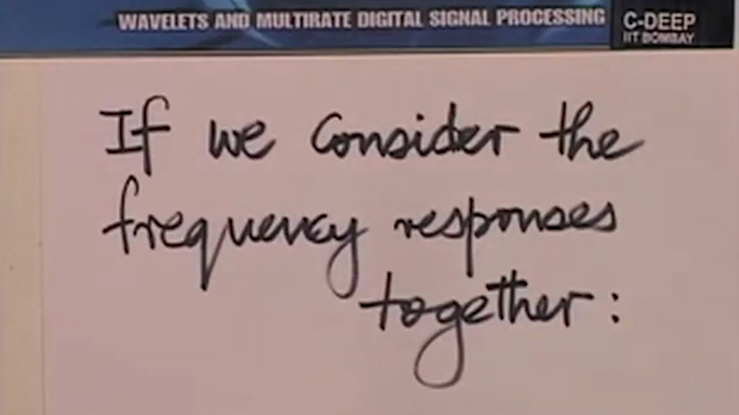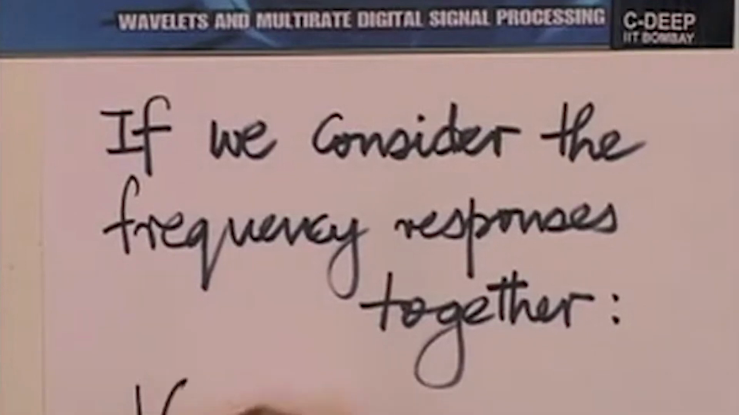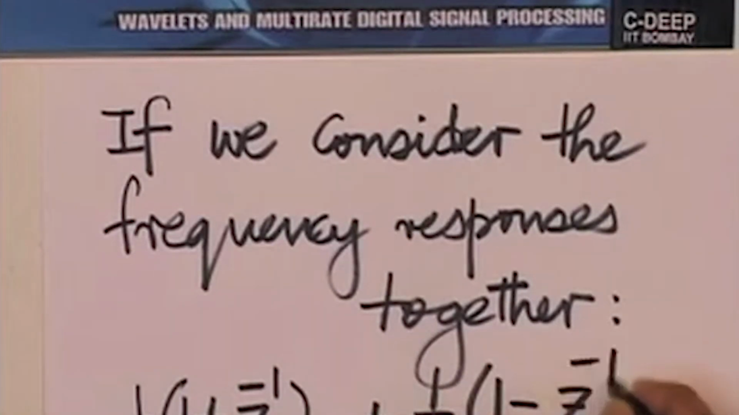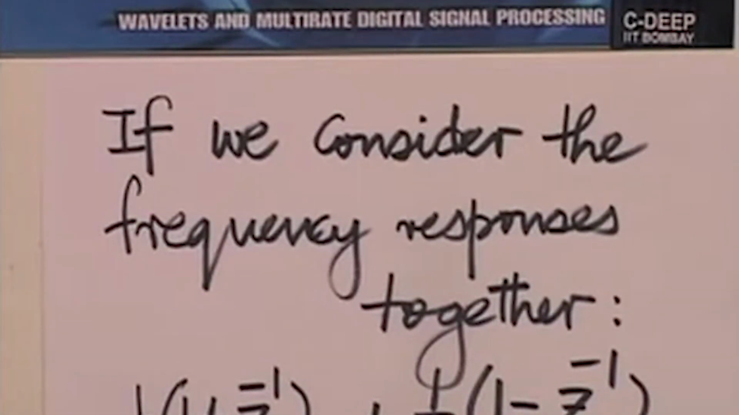A very interesting property emerges. You see, suppose we add them. So, suppose you take, I do not even need to substitute z equal to e raised to the power j omega. Let me keep it as it is. So, half into 1 plus z inverse plus half into 1 minus z inverse. It is very easy to see this is equal to 1. A very interesting consequence.